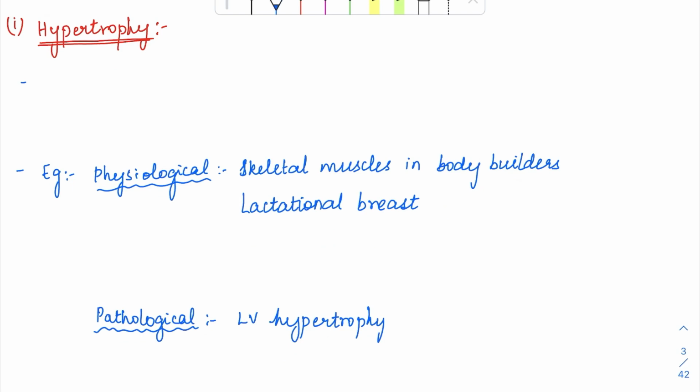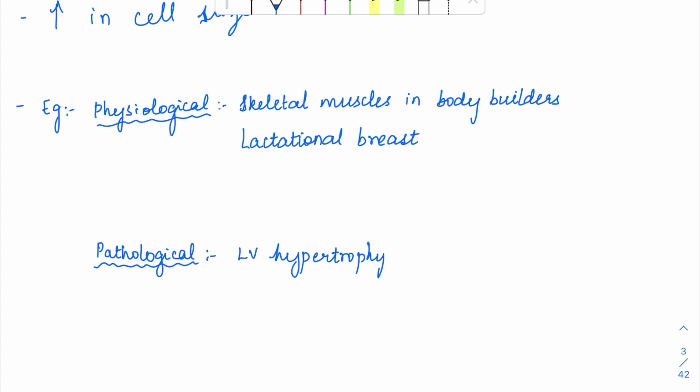So starting with hypertrophy. Hypertrophy literally means there is going to be an increase in the cell size. Okay, the size of the cell is going to increase. So when the size of the cell has to increase, the cellular contents have to increase. So the proteins in the cells are going to be increased. So some transcription factors will be activated and upregulated, which will result in increased protein synthesis, which will then result in the hypertrophy. So what are the examples of hypertrophy?